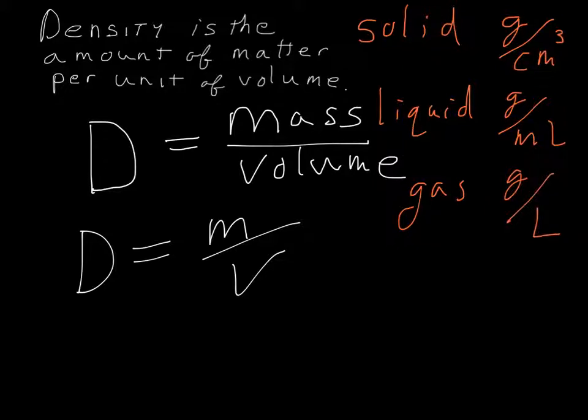Notice that you can directly compare the density of a solid to the density of a liquid, because a cubic centimeter is the same size as a milliliter, right? 1 cubic centimeter equals 1 milliliter. A gas, however, is much, much less dense than either a solid or a liquid, so rather than use milliliters or cubic centimeters, we use liters. 1,000 times more volume when we're comparing our density of a gas.